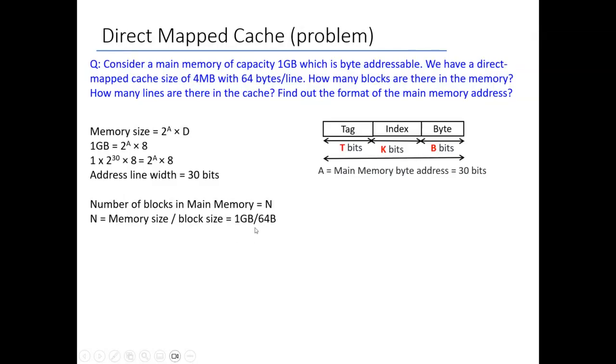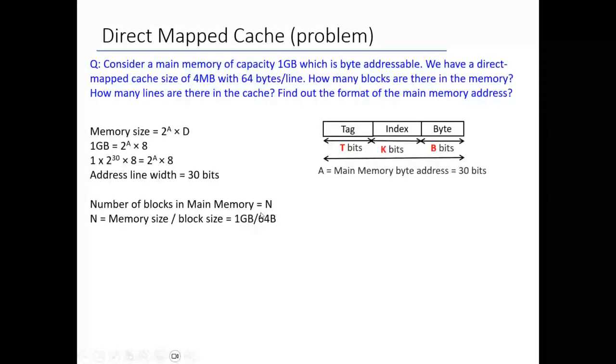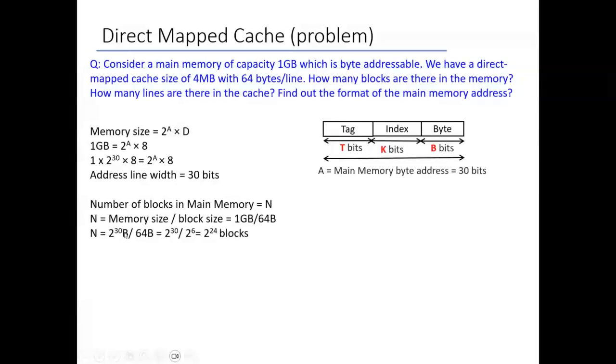The memory size is 1 gigabyte, and the block size is 64 bytes. If you calculate n, it is actually 2 to the power 30 bytes divided by 64 bytes. The bytes will cancel out. So how many blocks will be there in main memory? 2 to the power 24 blocks will be there in main memory. Any question? If you change the block size, the number of blocks will change. Should we proceed?